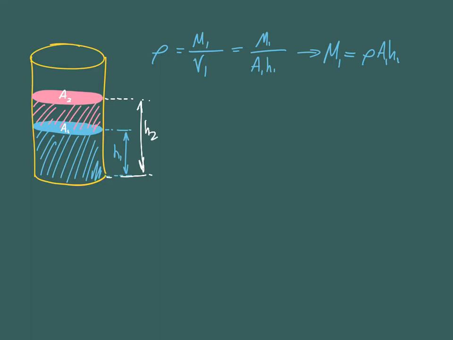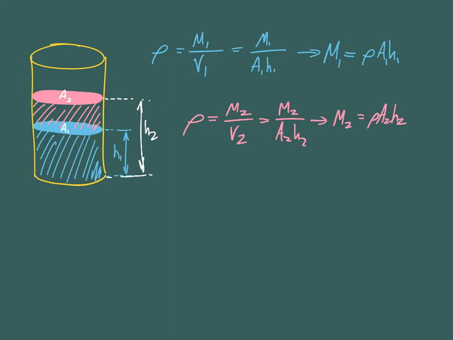So density now is going to be mass 2. Let me switch colors here just for consistency. So mass 2 over volume 2, and this will break down in the same way. Area times height, and leave me with mass 2 is density, area 2, height 2. All right.